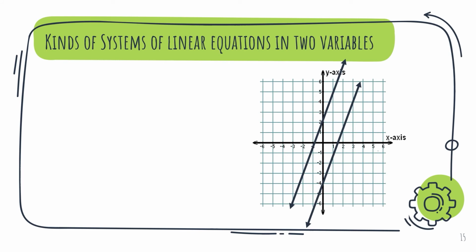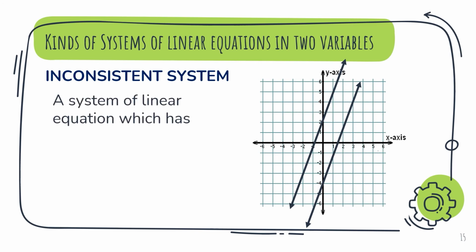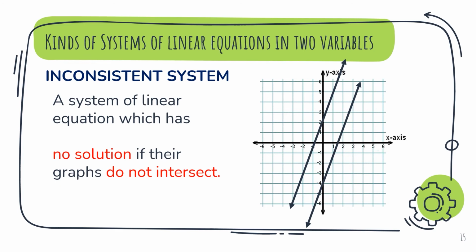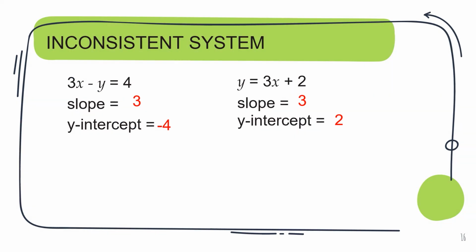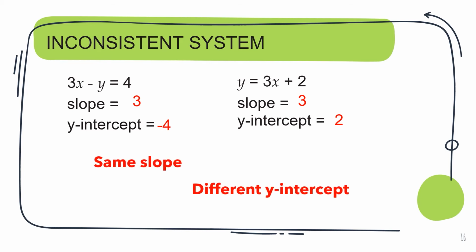The second kind of system of linear equations in two variables is the inconsistent system. A system of linear equations which has no solution if their graphs do not intersect. Considering the equations 3x minus y is equal to 4 and y is equal to 3x plus 2 for an inconsistent system, the slope is the same and the y-intercept is different.